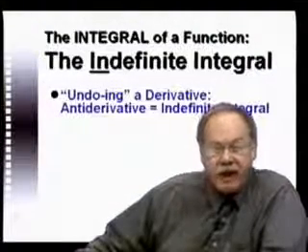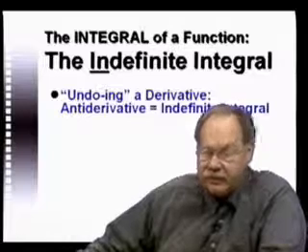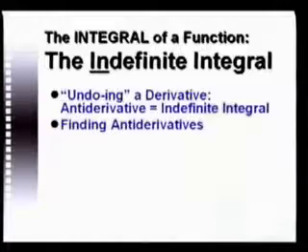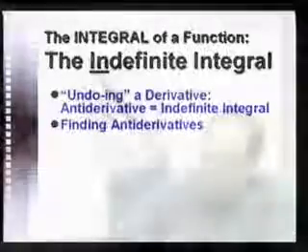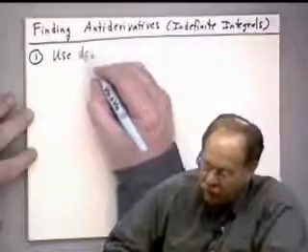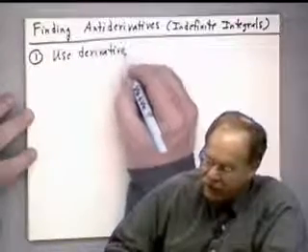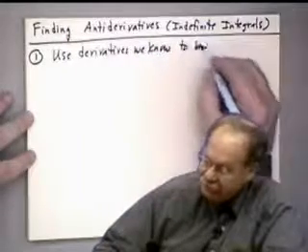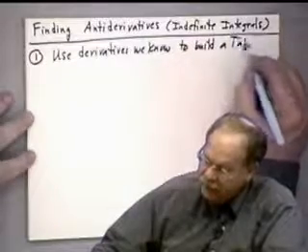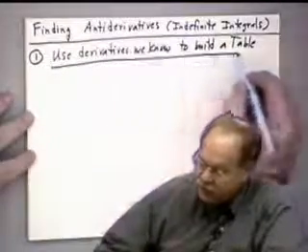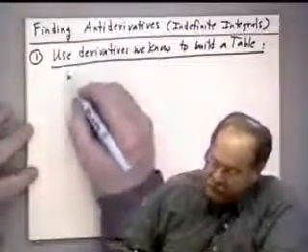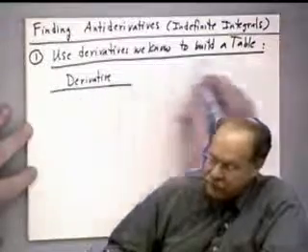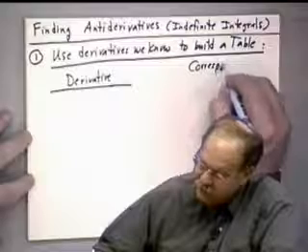We need to develop some techniques for actually finding these antiderivatives or indefinite integrals. So we'll start that up right now. Finding antiderivatives. First, you can use derivatives we know, and we have a lot of experience with derivatives at this point. Use derivatives that we already know to build a table. And this will allow us to find antiderivatives based on derivatives that we already know. And here's what I mean. Let's create a table where I write derivative here on the left, which will be a source idea for us, and over here the corresponding antiderivative.